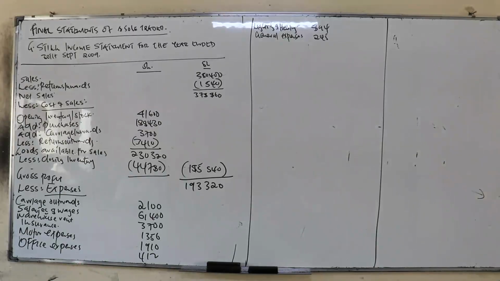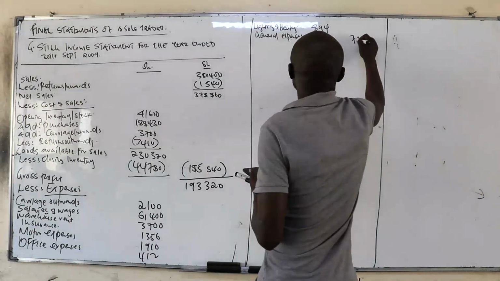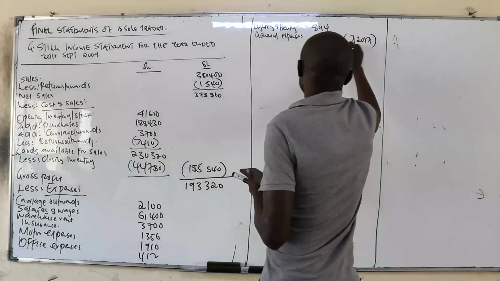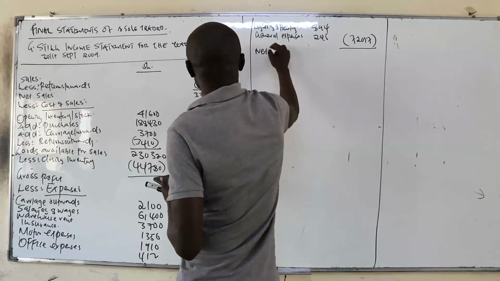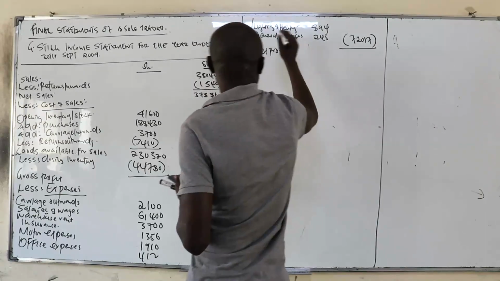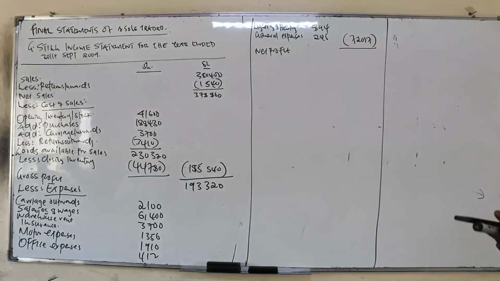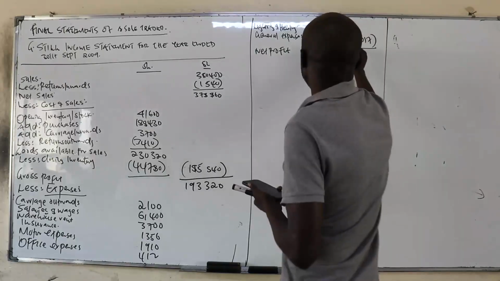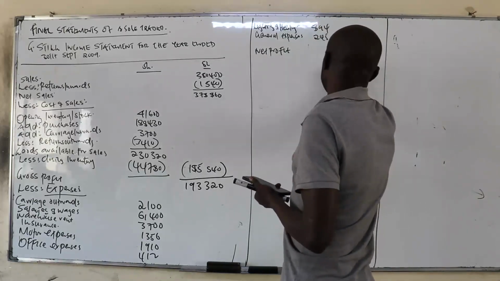Sorry? 72,017. And then we deduct from this, we get net profit. So we deduct to get the net profit. So what is the net profit? 121,300 and that is our net profit.